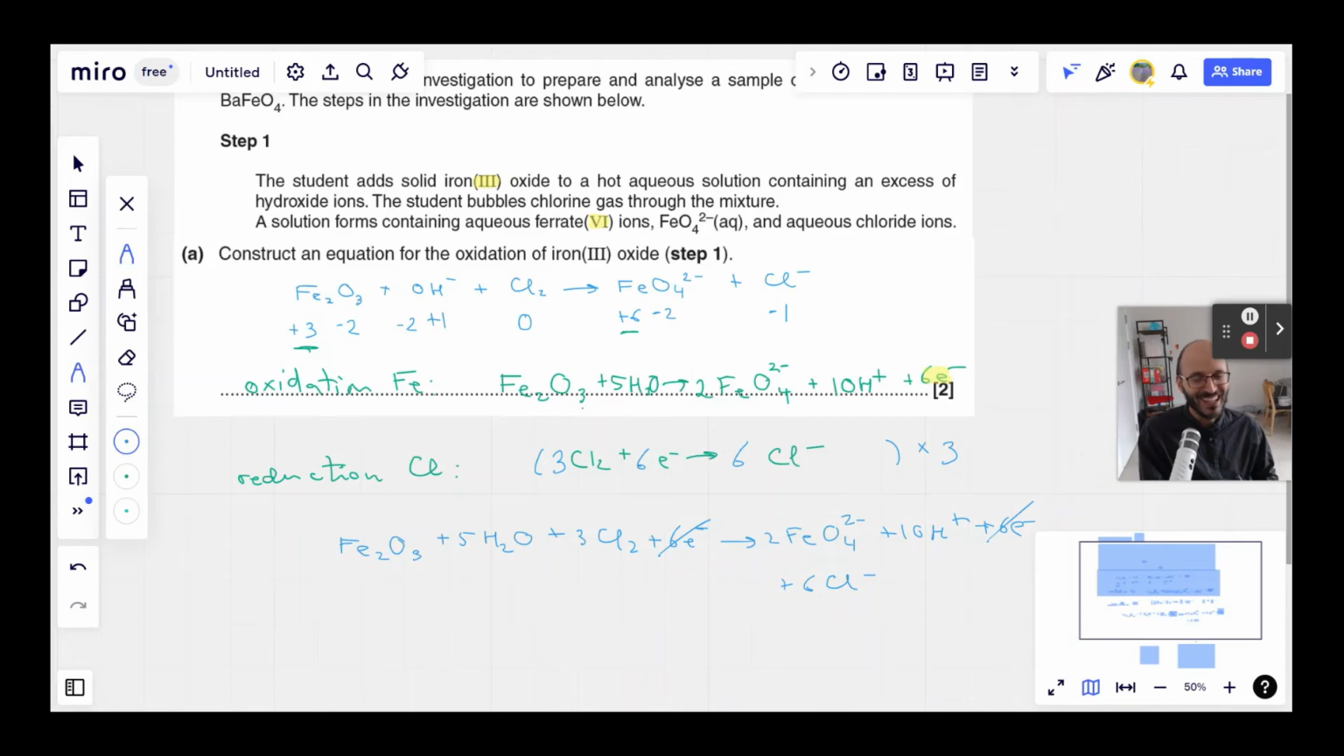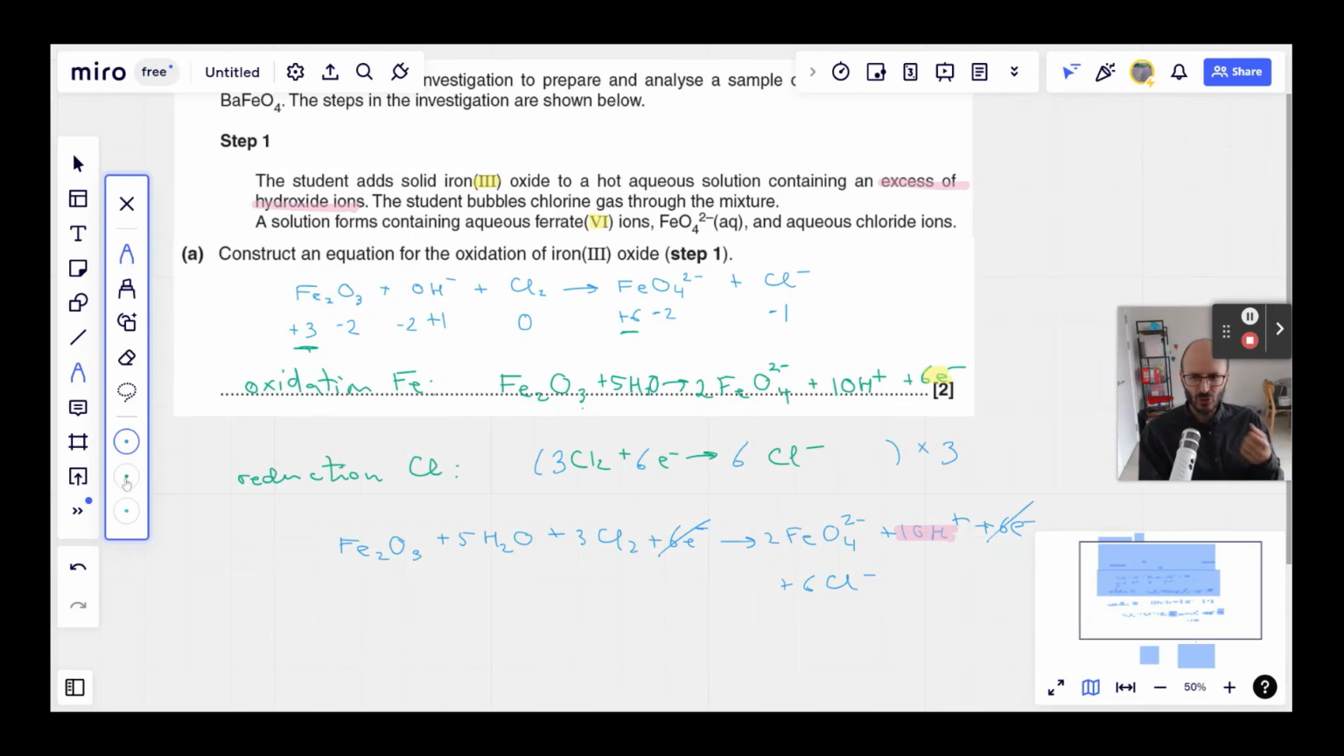However, this is not the right answer in this question. Why not? Just because we have alkaline conditions. We have hydroxide ions, or alkaline conditions. You have to look out for this in the questions. Because if you have alkaline conditions, then you cannot have protons. That's a contradiction. So how do we deal with this?